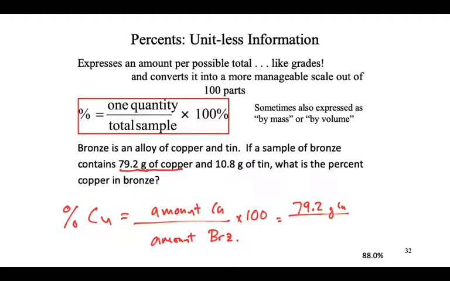Okay, some people are saying yes, some people are saying no. Am I explicitly given the amount of bronze? No. Is it implied? Yes. I am told that I have a sample of bronze, and that bronze has these two things in it. So how do I figure it out? 79.2 plus the 10.8. Now what can I do? Victor, what can I do? Now I can do all those numbers and punch it in.